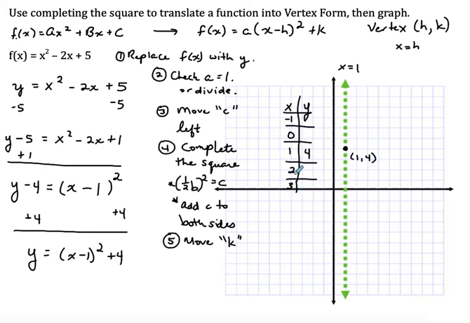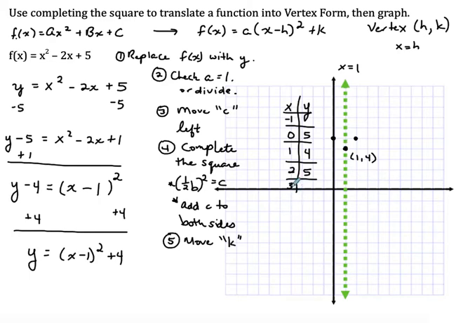Now let's figure out what value we get when x is 2, and that will be the same value that we would get at 0. So I'm going to plug in 2. 2 minus 1 is 1. 1 squared is 1. Plus 4 would be 5. So it's (2, 5). And this must be mirrored on the other side, so (2, 5) and (0, 5).